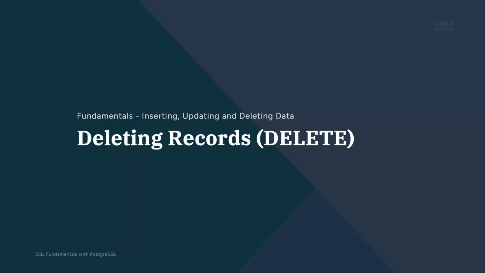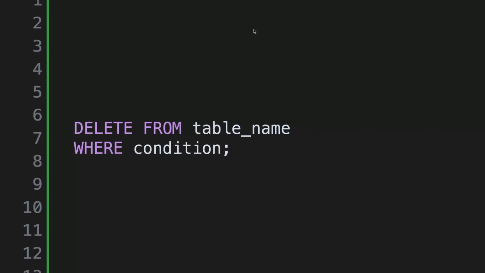So the delete statement is used to remove rows from a table based upon a condition. Very simple to use. Let's take a look at the basic syntax. The keyword here is delete. So we need to specify the table name, the table from which you want to delete records, and then we can include the where condition to specify the records to delete.